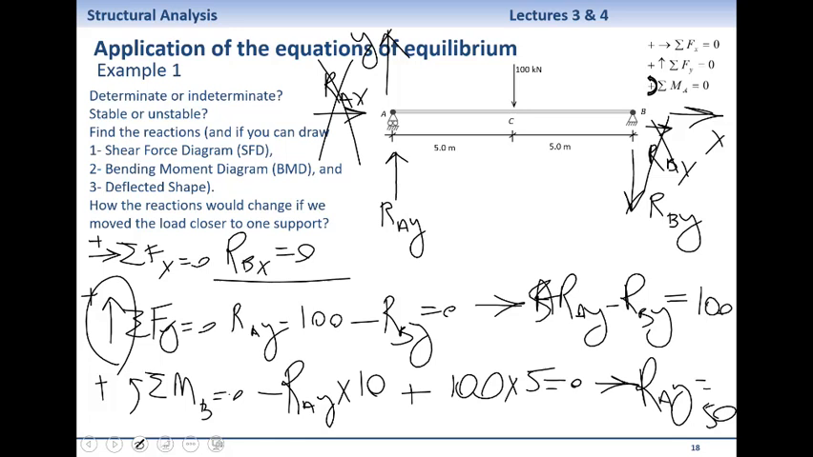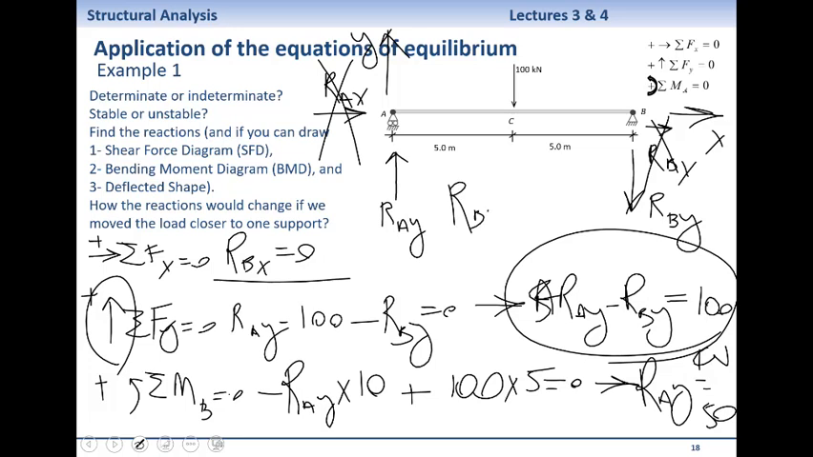Yes? Sorry, 50,000. Because it's 50, yeah. So it must have a number followed by a unit. But don't be too smart. If you cannot solve it and just say RAY is kilonewton, I'm not going to give you 5 marks, okay? Okay, 50 kilonewton. Now, we can use 50 kilonewton in that equation and find RBY.